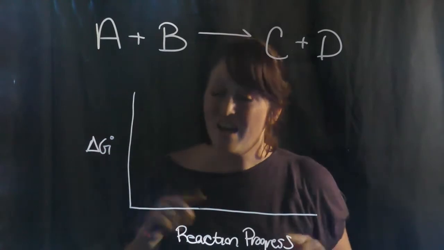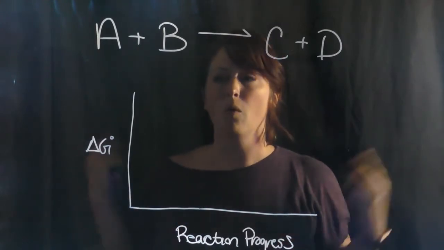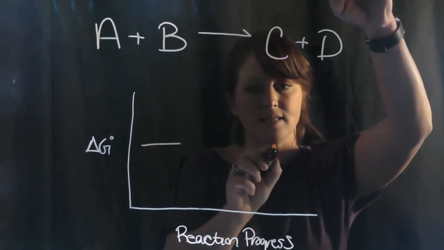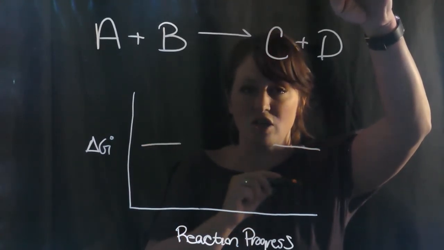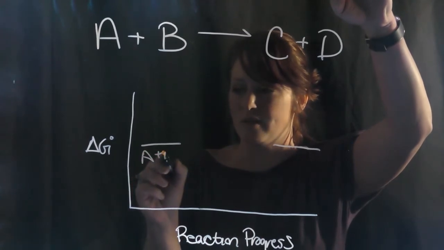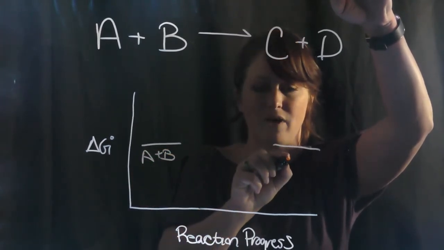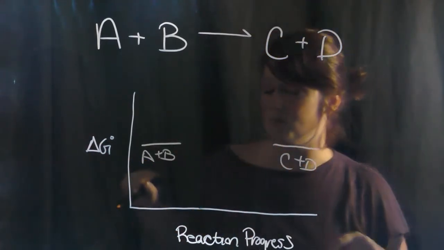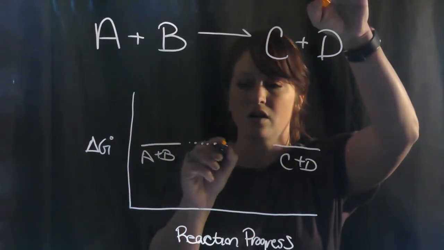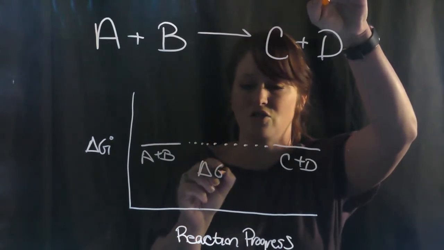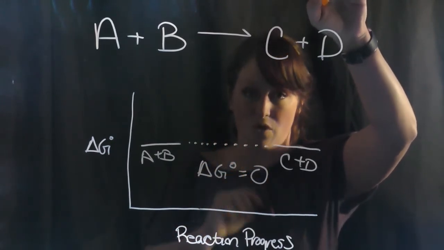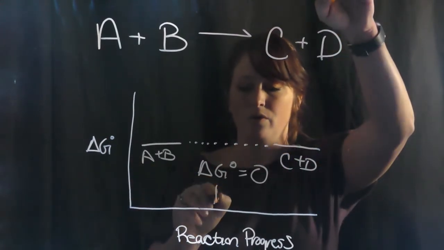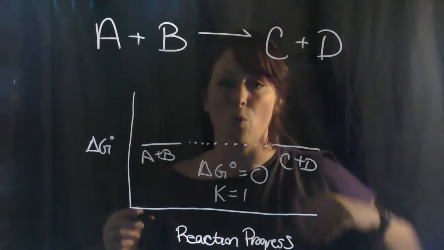Okay, so you now may be asking yourselves, well, what happens if the potential energy of your reactants is the same as the potential energy of your products, where A plus B is at the same level as C plus D? Well, this is a special circumstance, right? Here, you're going to get a delta G change of 0. This happens at a system in equilibrium when your equilibrium constant is equal to 1.